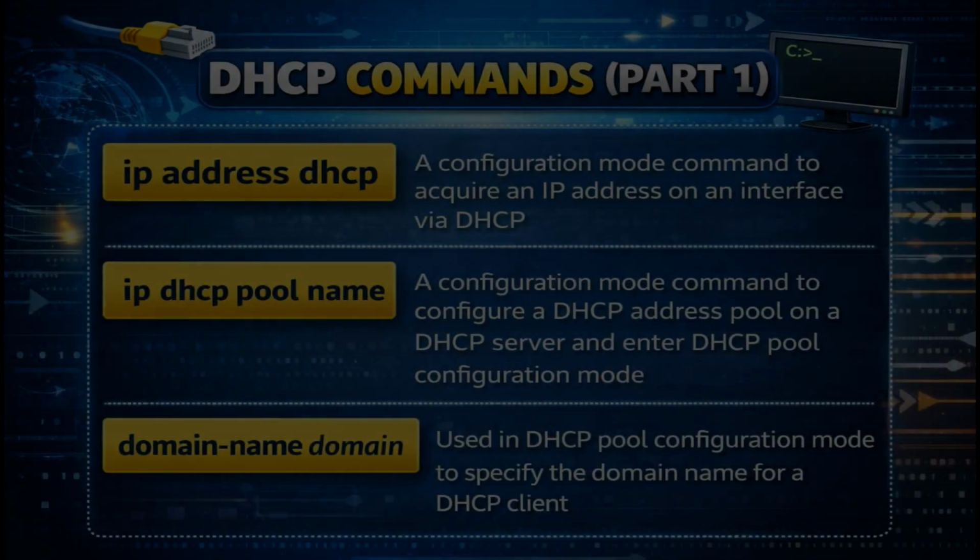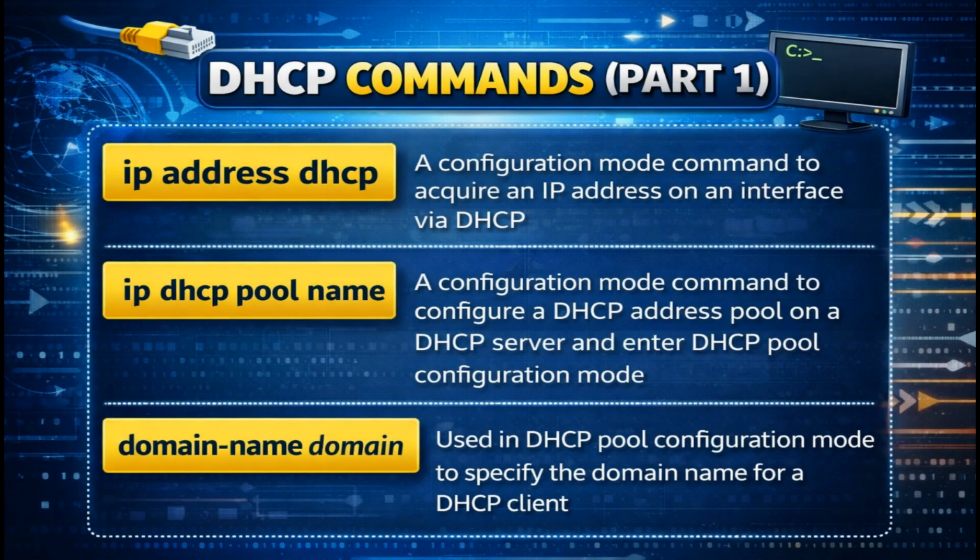Now let's start with the DHCP command. IP address DHCP. This command is used in interface configuration mode. It allows the interface to automatically obtain an IP address from a DHCP server. Instead of assigning a static IP manually, the device will request and receive an IP address dynamically.